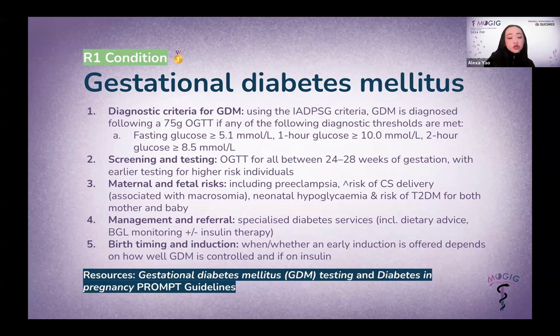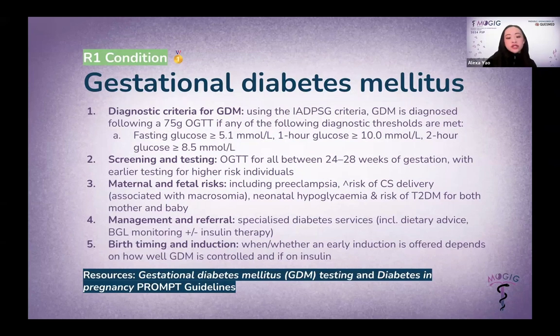Secondly, all pregnant women should be screened for GDM with an OGTT at the 24 to 28 week mark. And women who are at higher risk, such as having previous GDM, obesity, or a family history of diabetes, might need earlier testing as well.